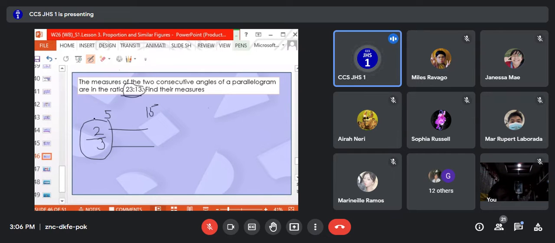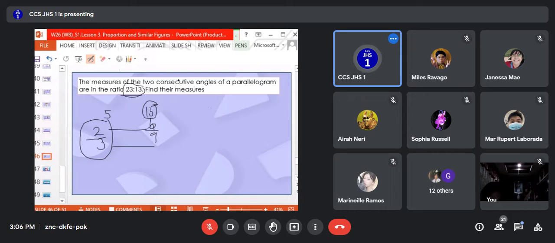Para ma-maintain ang ratio nga 2:3. 10 and 5. 15, ha? 10 and 5. 2/3 man. 15 divided by 5. 15. Ha? 6 and 9.